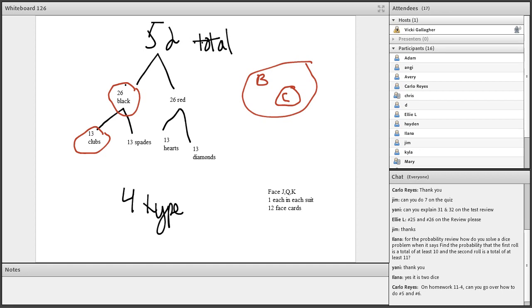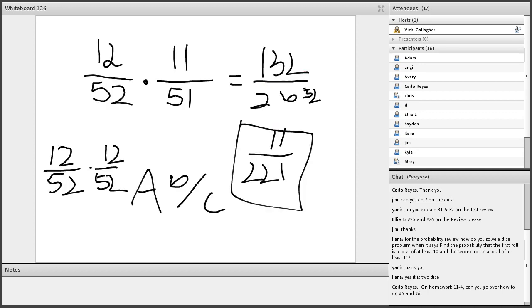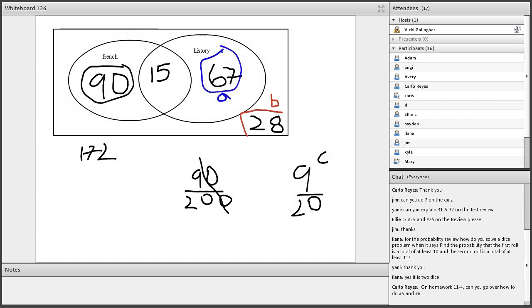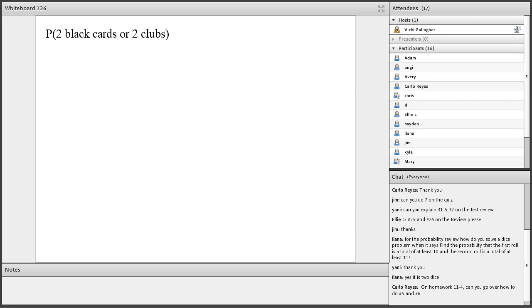And so that's really important for you to understand, because what that means is, when I'm calculating the probability of finding 2 black cards, I'm also completely calculating the probability of finding 2 clubs. And so since clubs are completely contained within the set of black cards, we actually don't even need to calculate the probability of 2 clubs. It's already going to be calculated when I calculate the black cards. And so I'm actually just going to calculate the probability of getting 2 black cards.